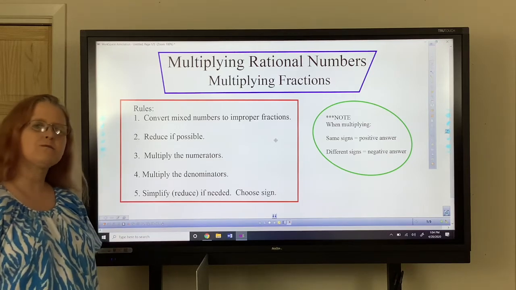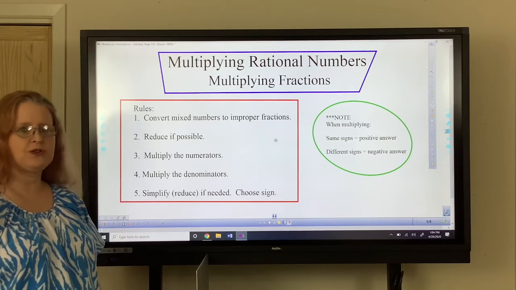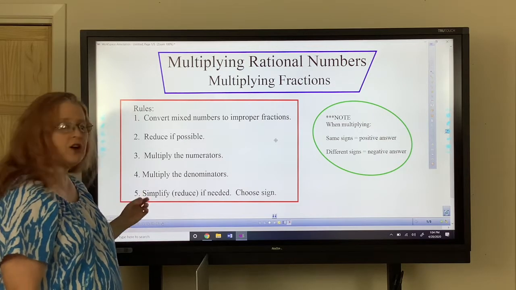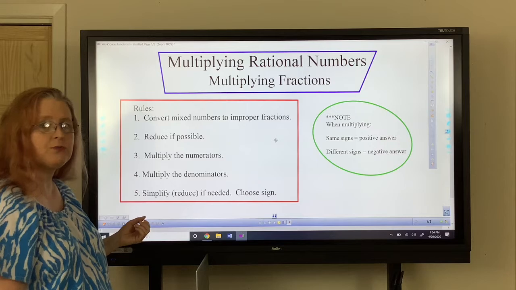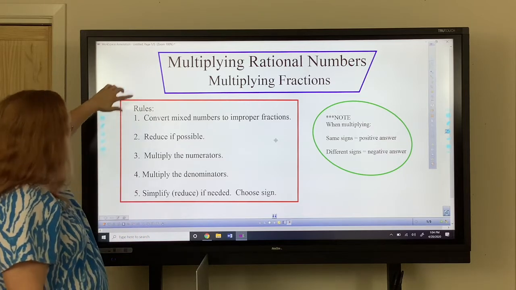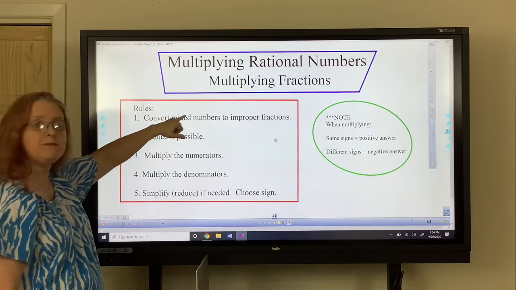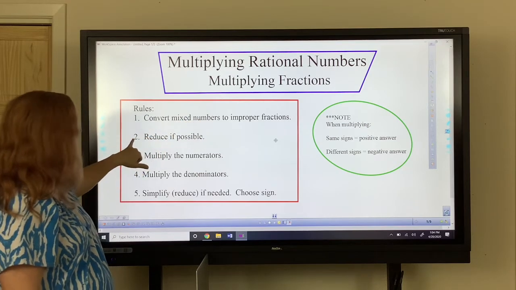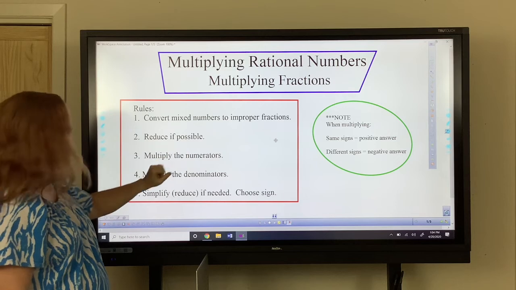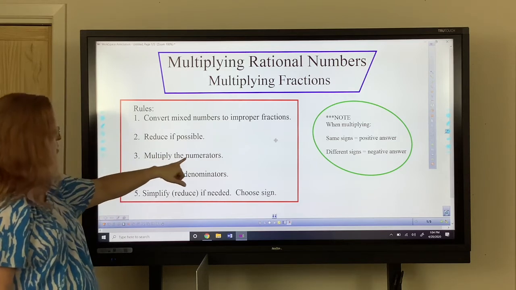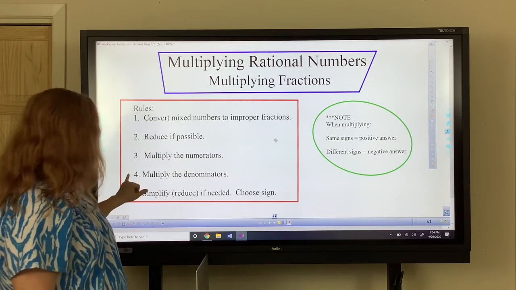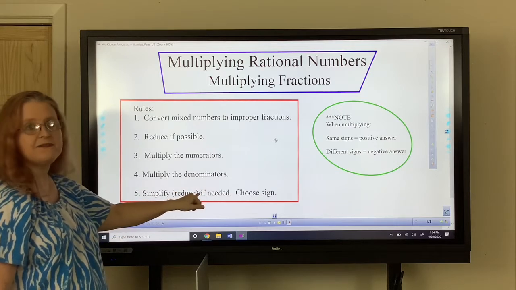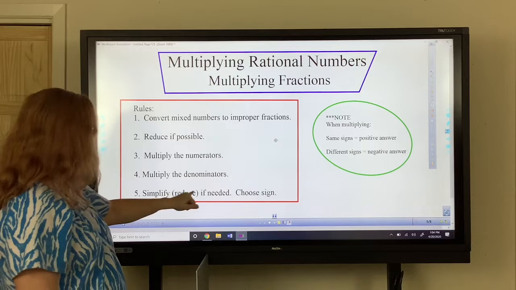This video is multiplying rational numbers, which is basically just multiplying fractions. And there are a few rules to remember when you're multiplying fractions. The first one is if you have mixed numbers, convert them to improper fractions. The second one is reduce if possible. The third one is multiply the numerators. Then you want to multiply the denominators and then simplify if needed after you're multiplying.